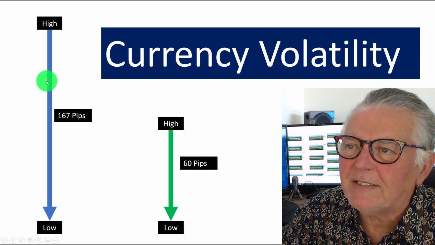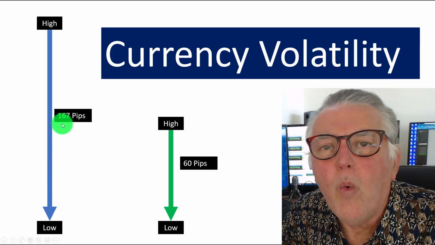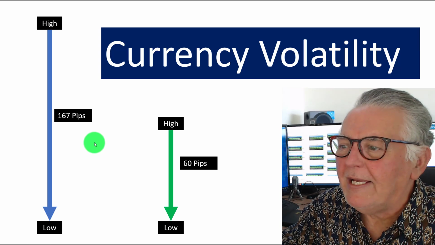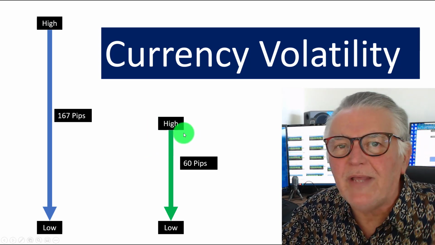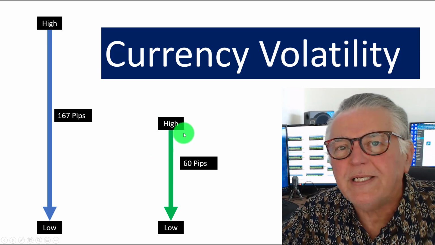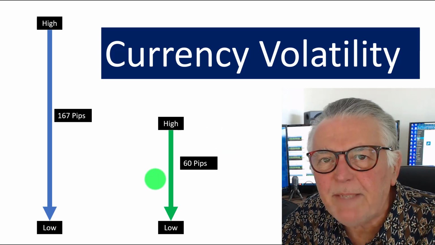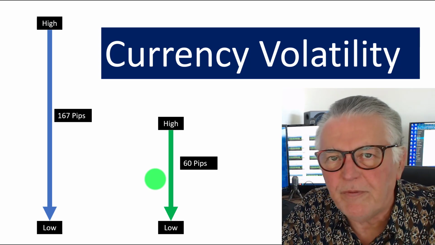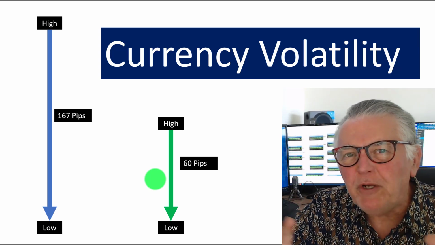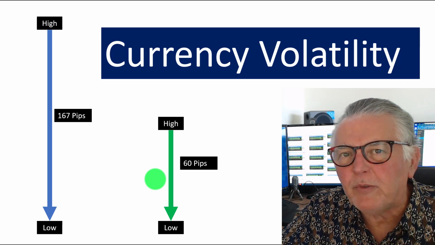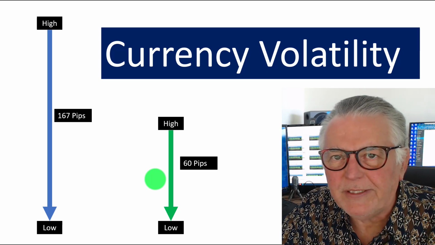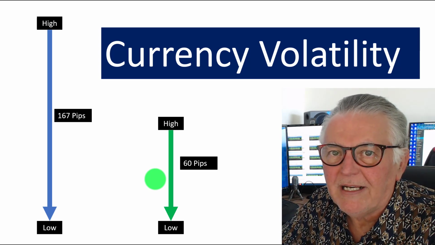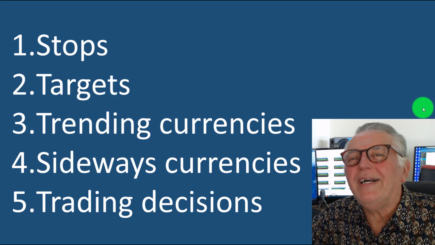And in this case, this currency traded 167 pips during the day. Then you have another currency where the high for the day and the low for the day, the difference is only 60 pips. So during that period, the currency only moved 60 pips. Now that gives you a feel of what I'm talking about when I say currency volatility. So you get high volatility currencies and low volatility currencies. So why is that important?